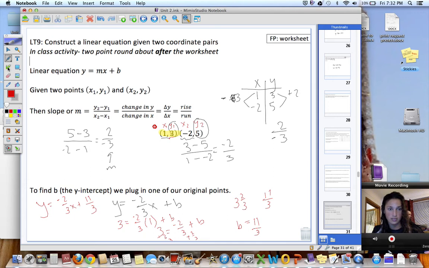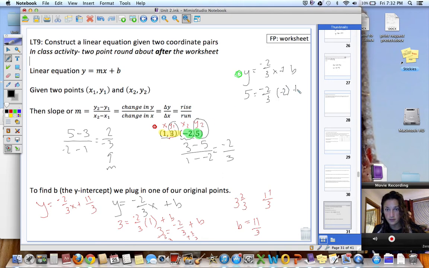If I were to plug in the other point, which I will do in green, I'll erase this and I'll put that one up here. So this one's going to be in green. Again, I start off with y equals negative 2/3 x plus b. I'm going to plug in now my 5, negative 2/3, my negative 2, plus b.